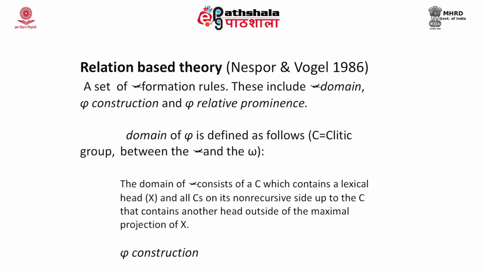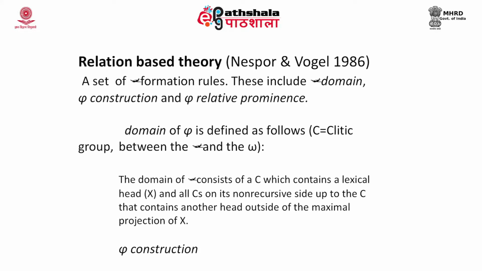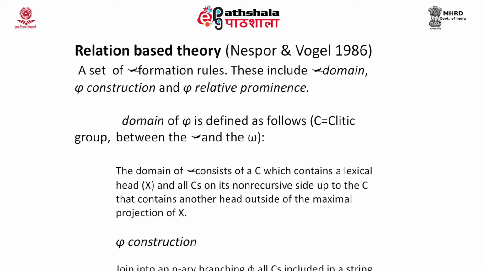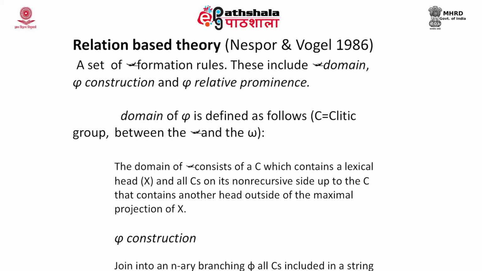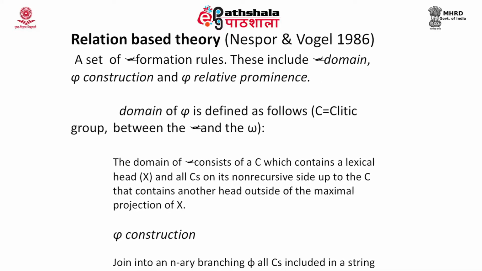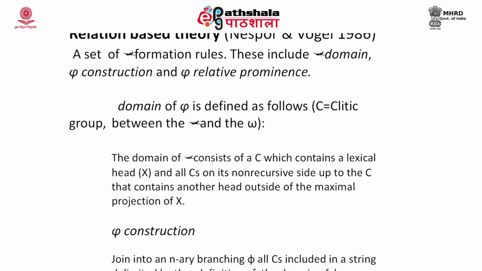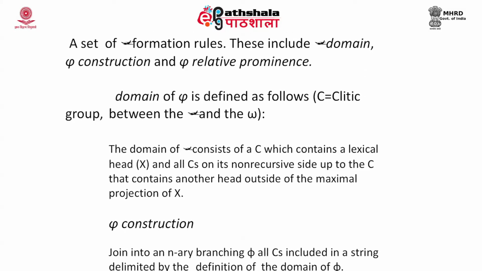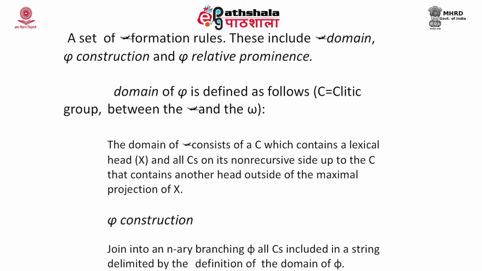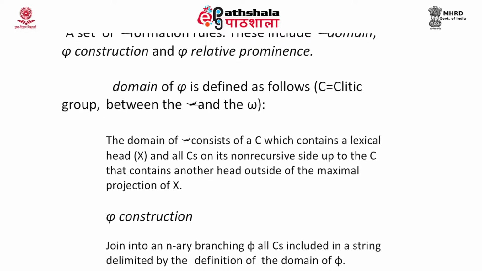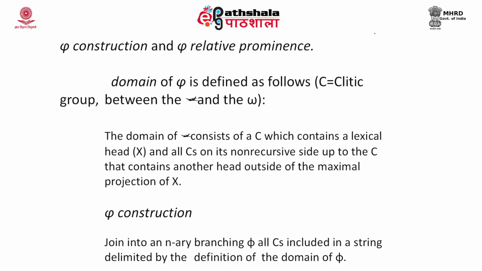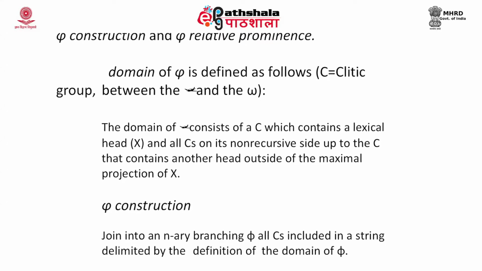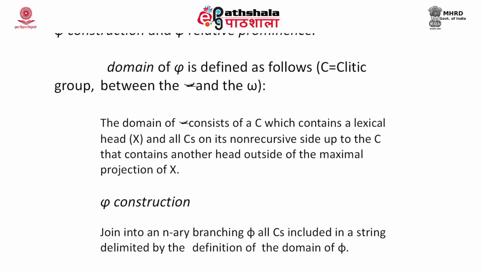We have introduced here the category C, which stands for a clitic group, which is higher than a word. All it says is that a domain of a phrase consists of a clitic which contains a lexical head and all clitics on its non-recurrent side up to the C clitic that contains another head outside of the maximal projection of X. You have to be able to see here the syntactic structure of sentences and phrases.